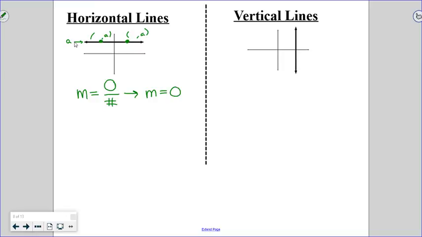And the equation of the horizontal line is y equals some number, and that is whatever number is in the y value of the points that it goes through.